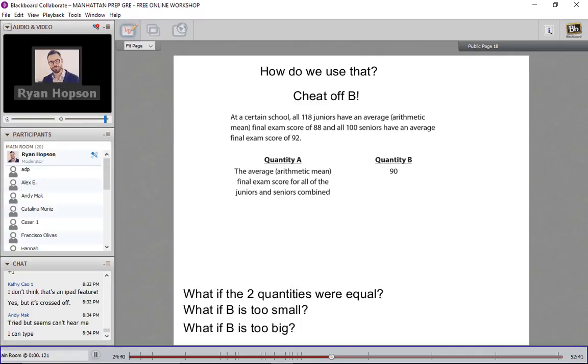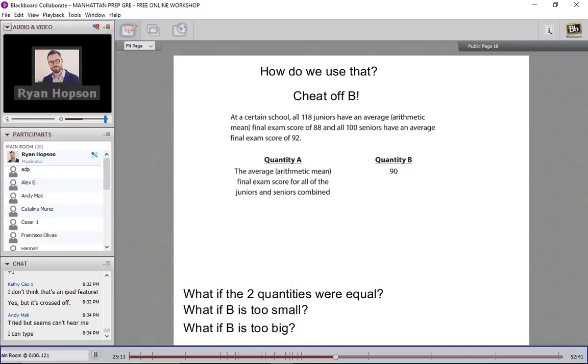Okay, let's talk about how you would actually solve this thing using some algebra and see if anybody did it this way. In order to solve this problem, what you would need to do is calculate the actual sum total of all of the scores of the juniors, and then calculate the sum total of all of the scores of the seniors, and then divide that new total by the number of juniors and seniors combined.